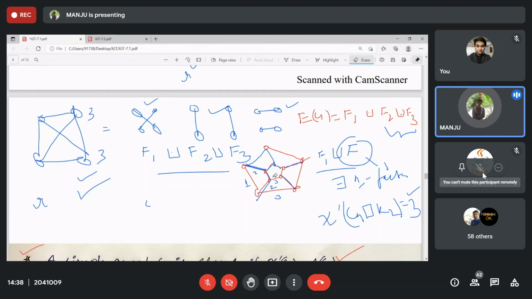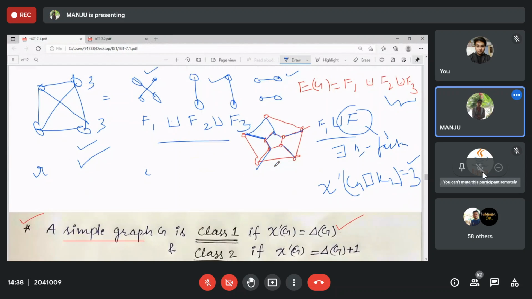What about the Petersen graph? 3 coloring or 4? I think a 3 coloring exists in the Petersen graph as well. You can check it.